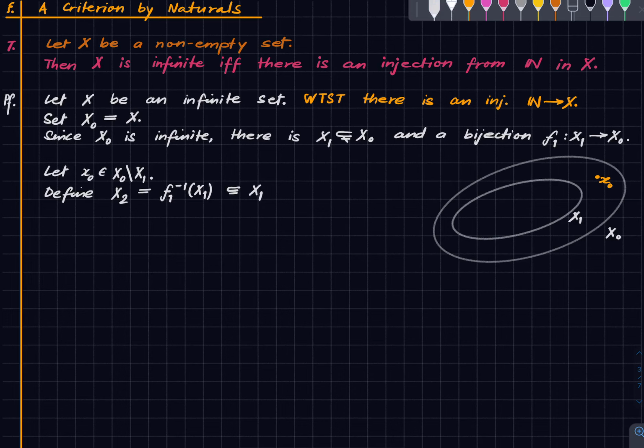Okay, so far so good. Now the point is, define F2 from X2 to X1 as F2 is defined by just restricting F1 to X2. So F1 is a map with the entirety of X1 as its domain, but we restrict F1 to X2.